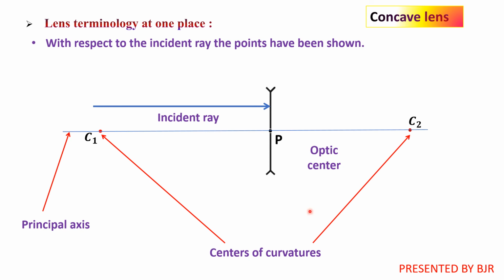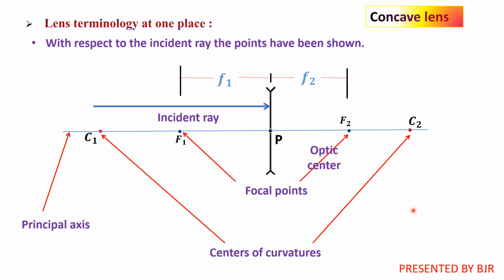So C1, C2 are the centers of curvature. F1 and F2 are the focal points. Okay, and the distance between P and F, capital F, the distance between the optic center and the focal point, is called focal length. Okay, focal length.